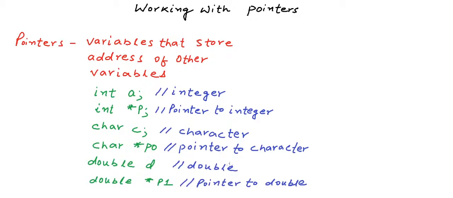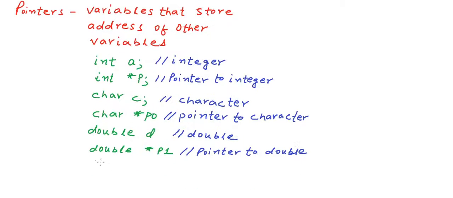So c is a character variable and p0 is a pointer to character. And similarly, we can have a pointer to double. And we can also have pointers to a user-defined structure or a user-defined class. And to get the address of a variable, we write a statement like p = &a. Now this ampersand works as an operator that gives us the address of a.